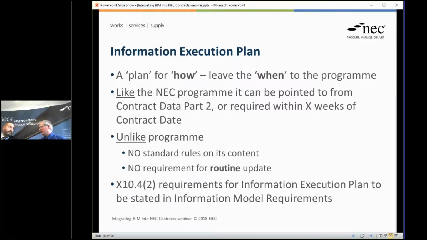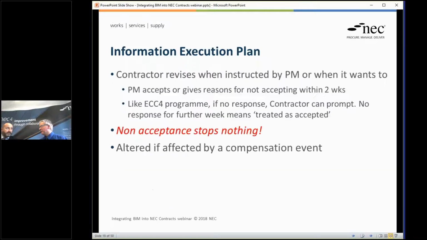Otherwise I've got the project manager on the client side with 4 different information execution plans to look at, which is customized as and when necessary. Yeah. So the contractor or consultant under a PSC may decide when they need to revise and reissue it. Right. And also, if you have a compensation event that affects the scope of the works, that could also change it.